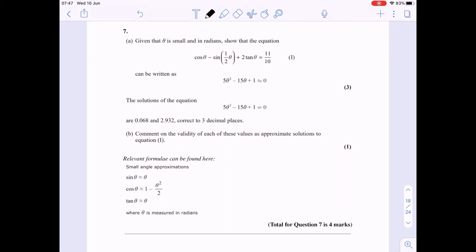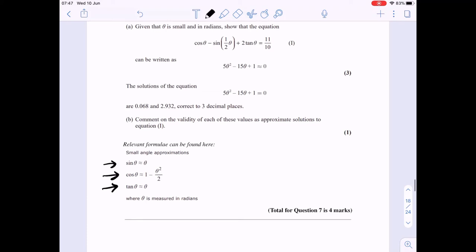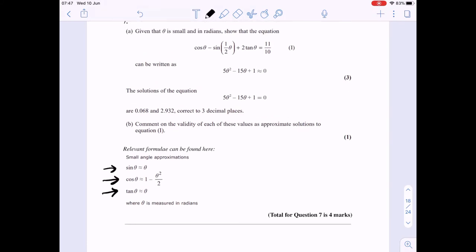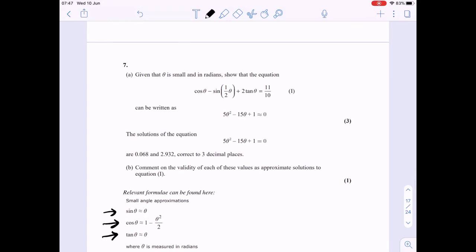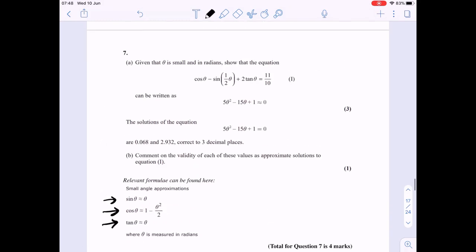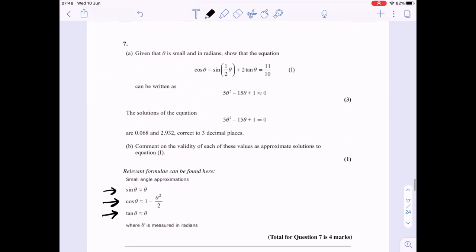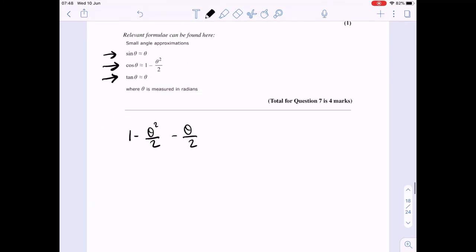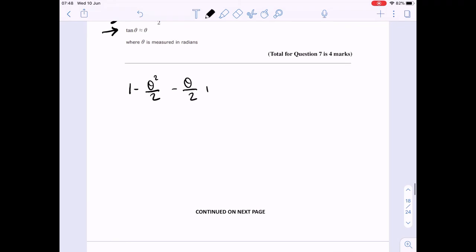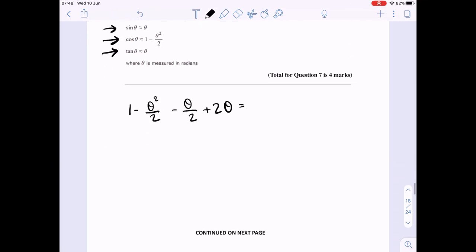Right, question 7. Using the small angles, and they're even given to you here, no sort of trick questions about this one. Cos theta will become 1 minus theta squared over 2. Sine of a half theta is just going to become a half theta, so this will be minus theta over 2. And 2 tan theta will become 2 times theta. And is it plus? Yes, it's plus. And we're told that that equals 11 over 10.